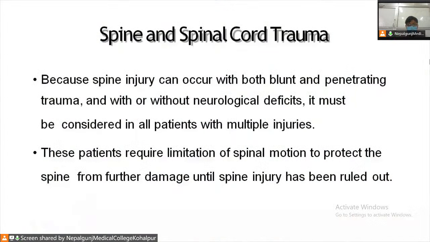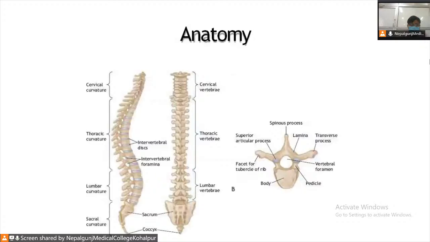Now, we need to look for spine and spinal cord trauma because later on, the patient may land up in paralysis, and neuropraxia might be seen if it is not treated correctly. Neuropraxia can be overcome, but paralysis is difficult to overcome. This is the anatomy that is known.